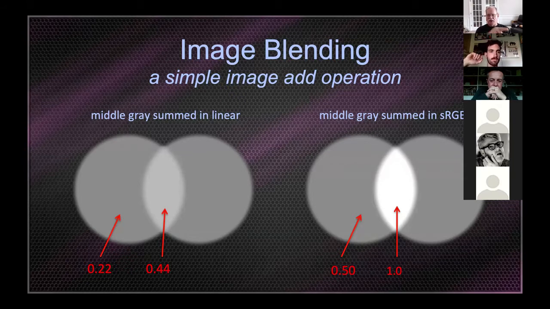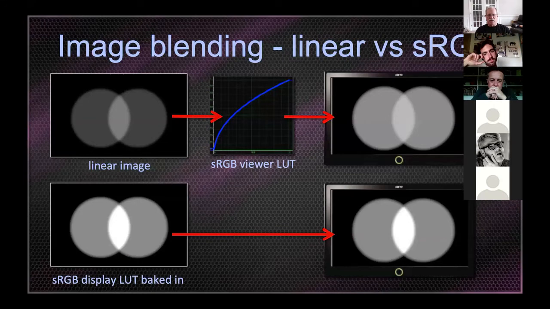Okay, because linear is in fact a simulation of the real world. So here's why they look so different and goofy. The linear image up here is very, very dark. This is seen without the display LUT.